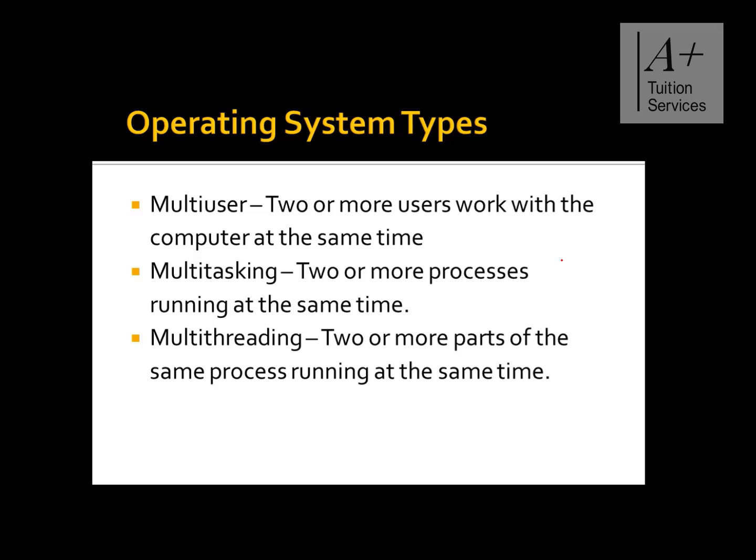There are multi-user systems, where two or more users work with the computer at the same time. There are multitasking systems, where two or more processes run at the same time. So most computers are multitaskers, right? We can run 6 different programs at the same time.